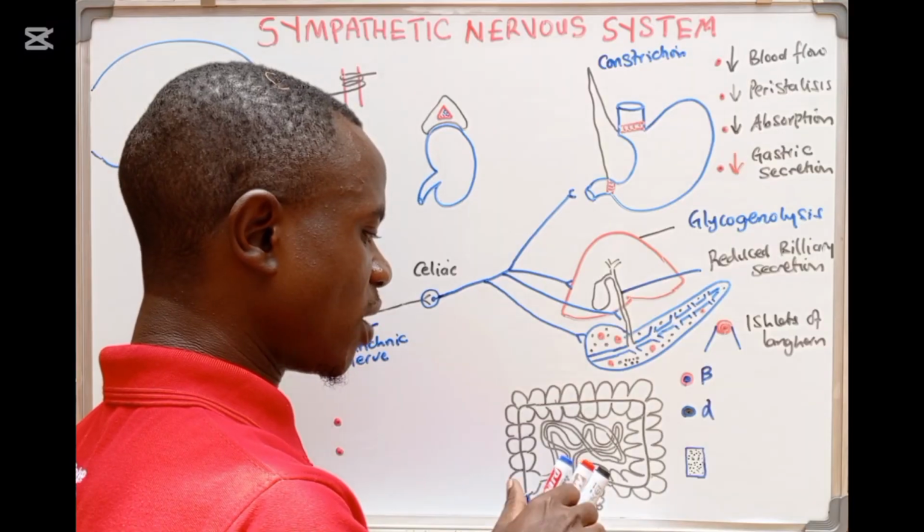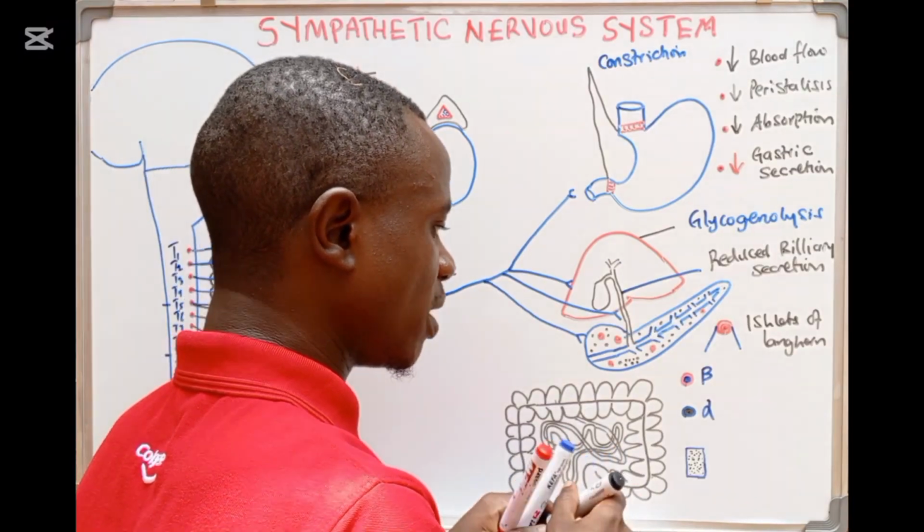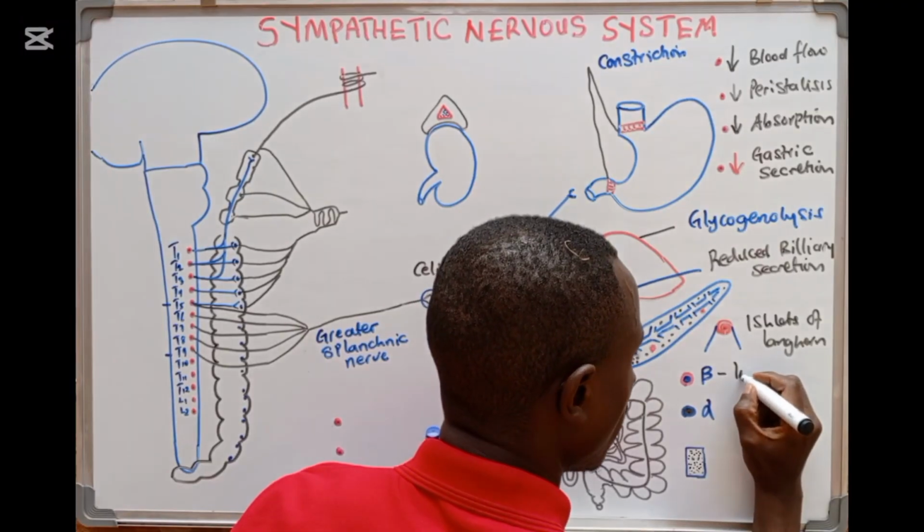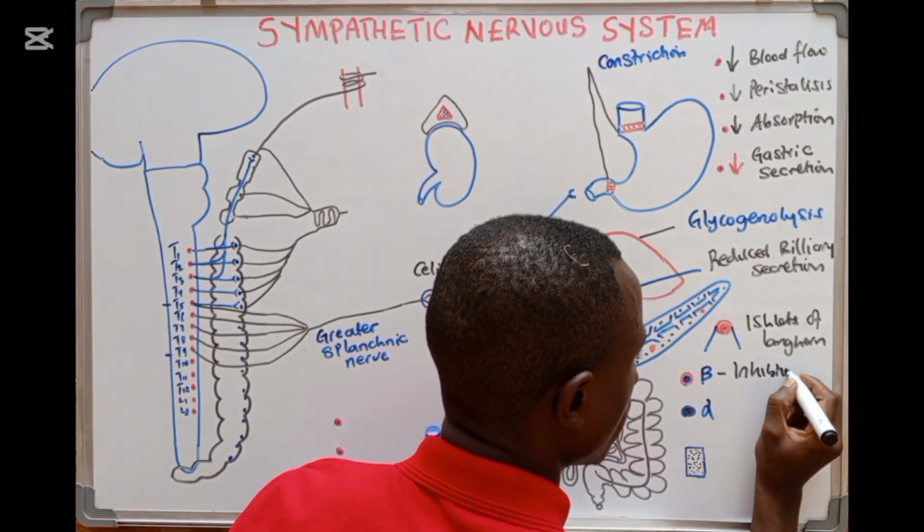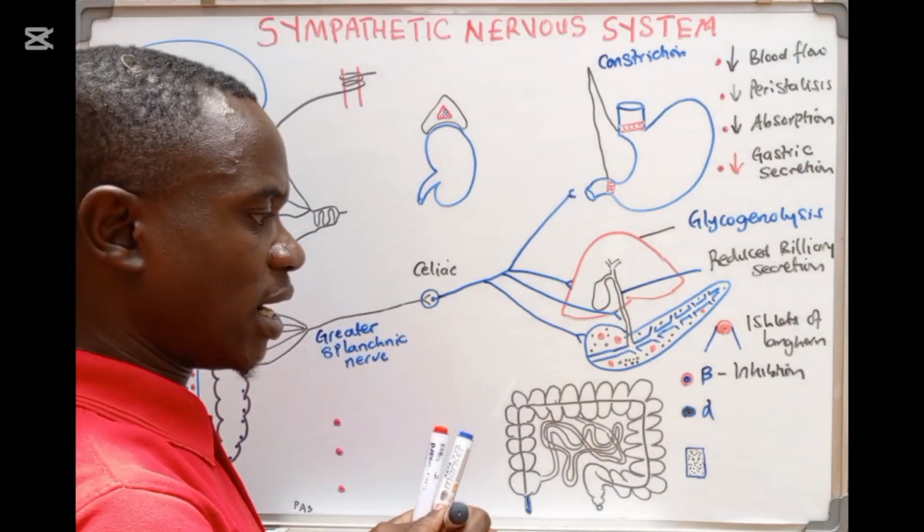So now what's going to be the sympathetic effects? We're going to be having inhibition of what we call the beta cells.